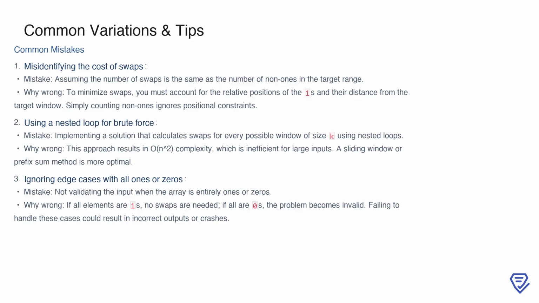Finally, it's essential to handle edge cases correctly. For example, if the array is entirely made of ones, no swaps are needed, and if it's entirely zeros, the problem may not be valid at all. Neglecting to account for these scenarios can lead to incorrect results or even runtime errors.